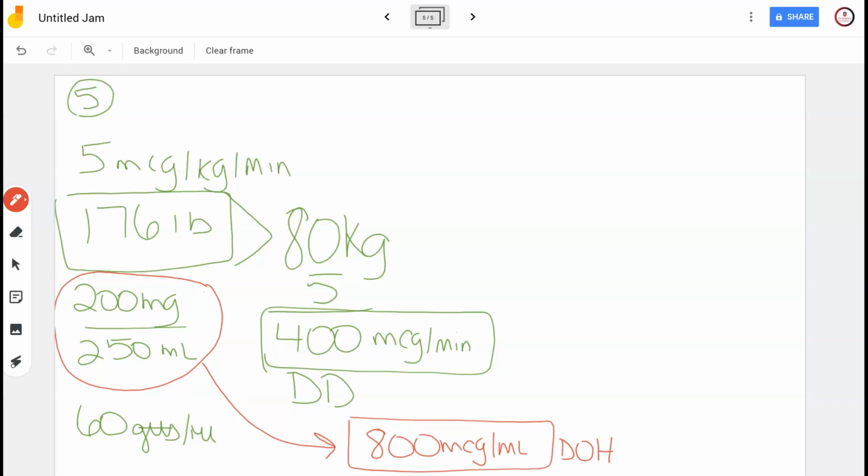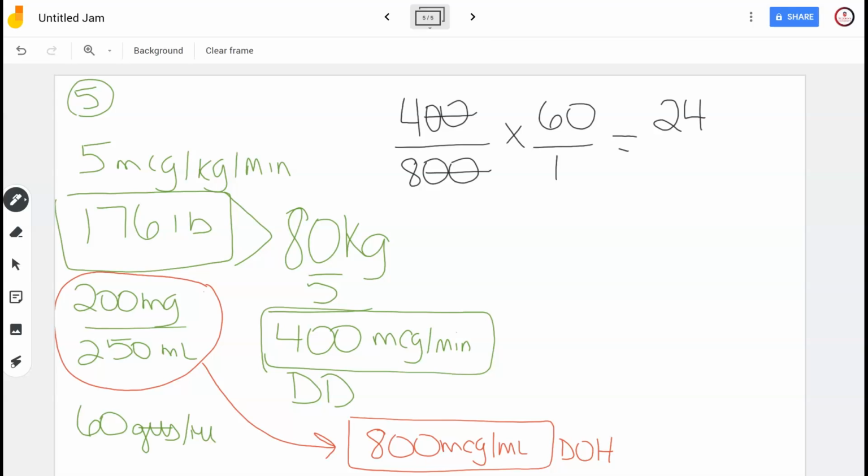Now you just plug all your numbers into your formula. Your desired dose is 400. Your dose on hand is 800. You're going to multiply by your 60 drop set. You can simplify here. So 4 times 60 is 240, divided by 8 is 30 drops a minute.